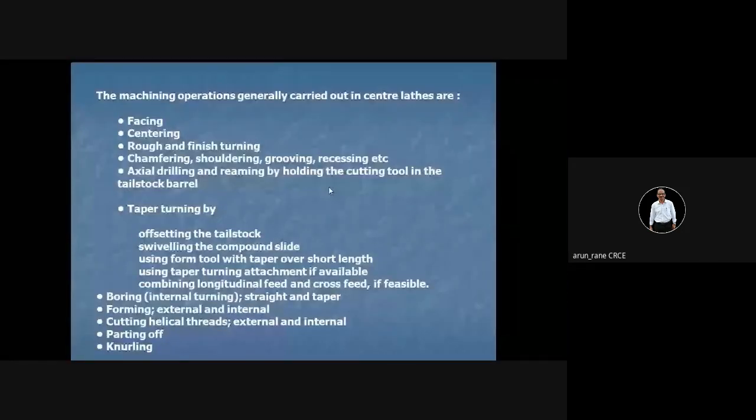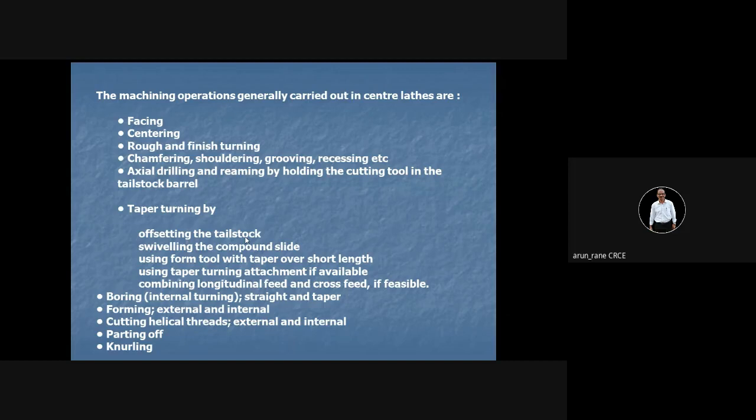Then another important question from the examination point of view: taper turning. So this you must write down, and you must understand this. The question would be, explain the different methods of taper turning. Very important question, taper turning. So there are 5 different ways. One is by offsetting the tailstock.